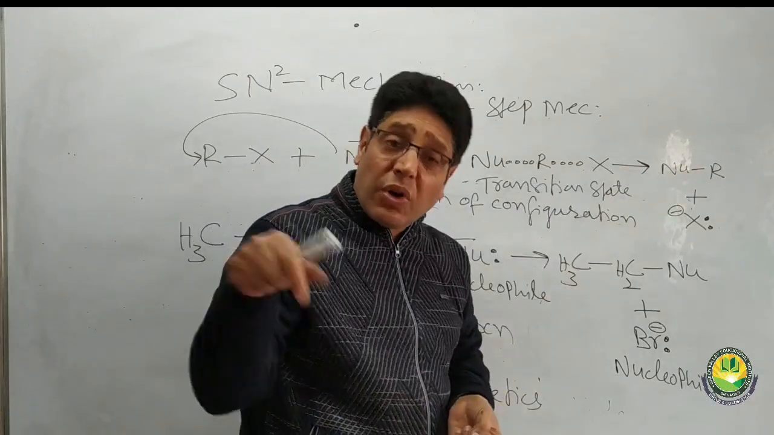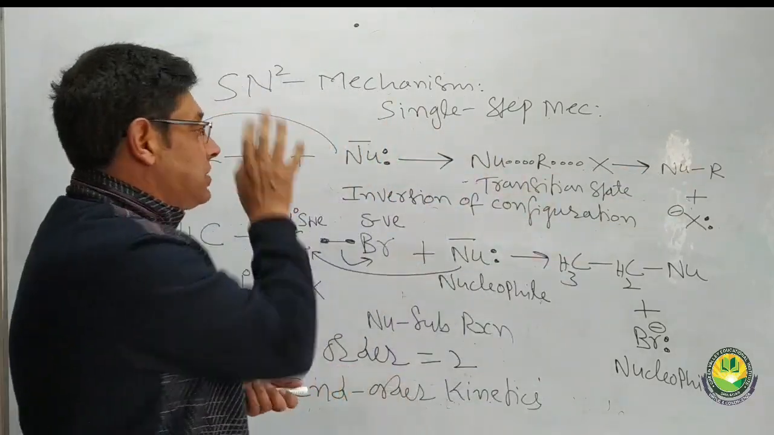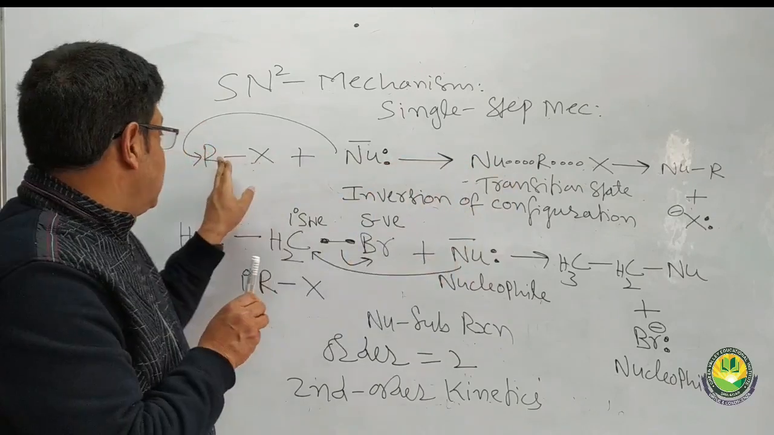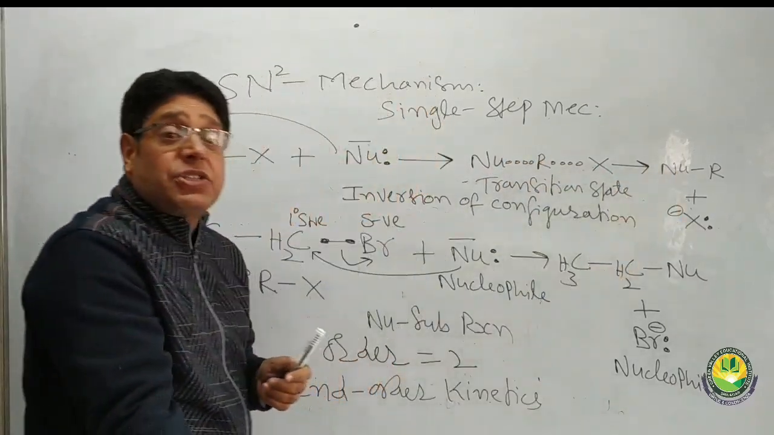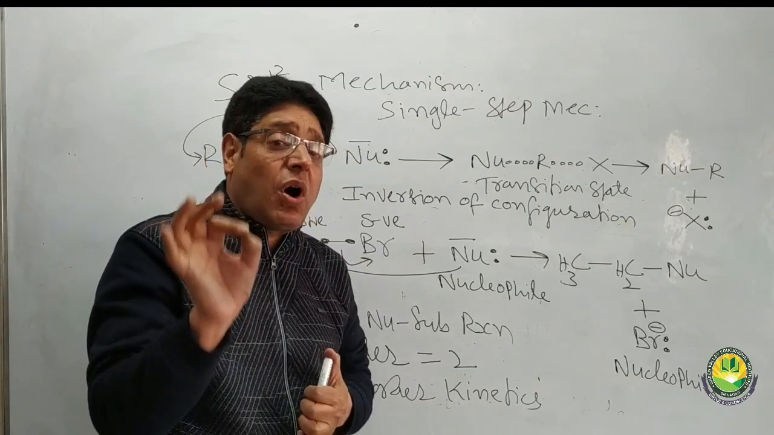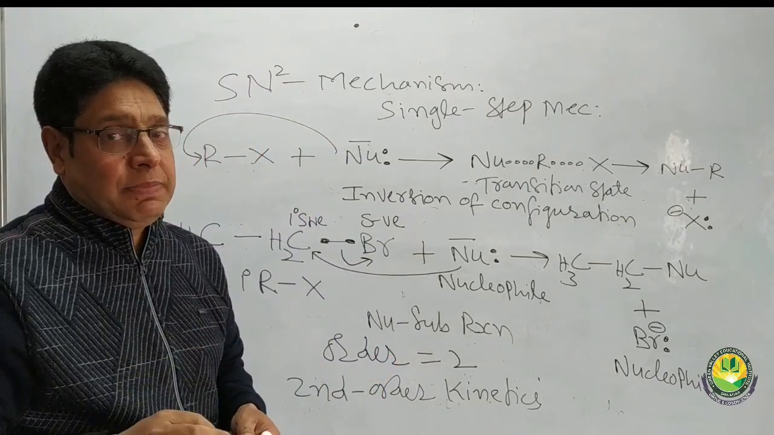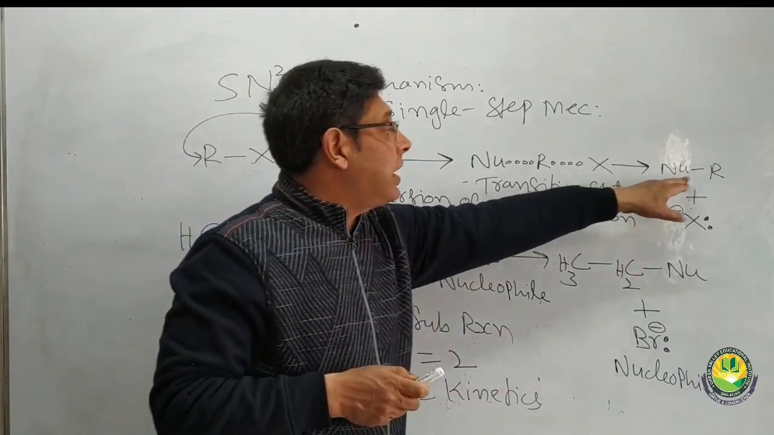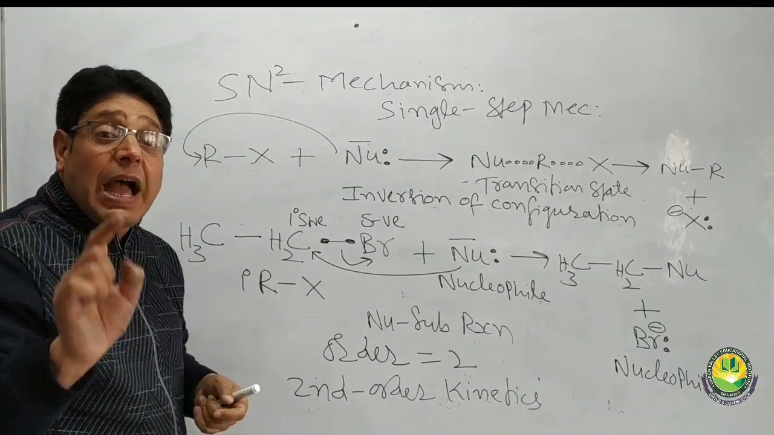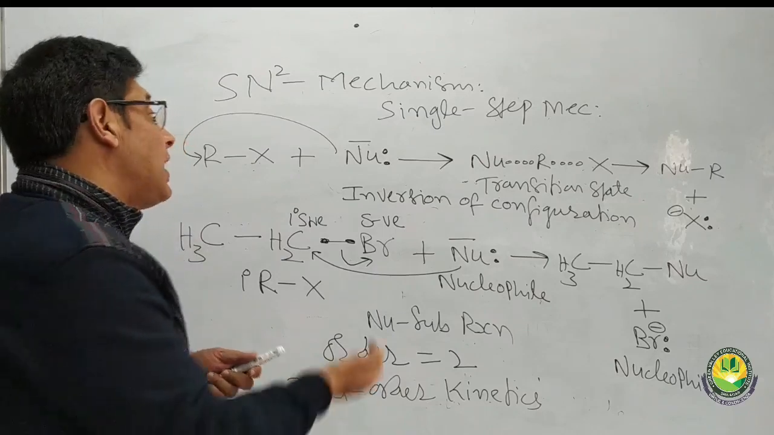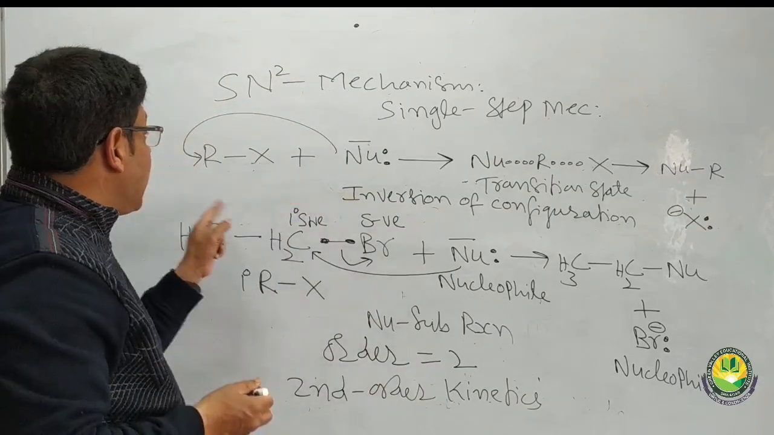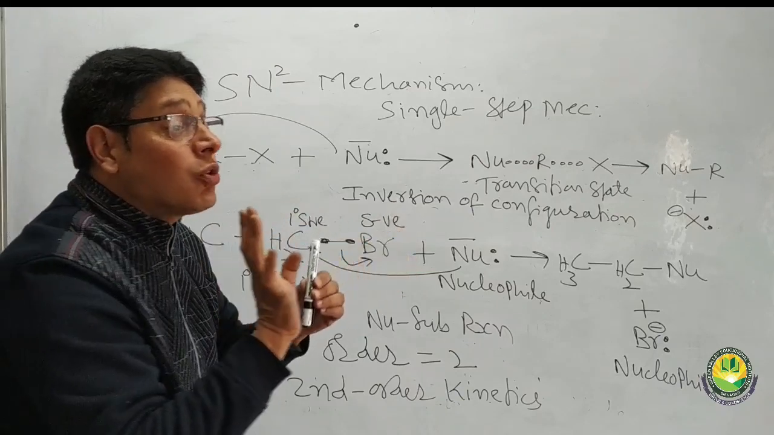Product formed has configuration which is inverse of the reactant. यानी अगर reactant में halogen attach है on front side, in the product nucleophile is attached on the back side of the central carbon. So what is the important event of SN2 mechanism? The important event is that product formed has configuration which is inverse of the reactant, and that is possible only when nucleophile attacks on the back side. When nucleophile attacks on the opposite side, to the side to which halogen is attached.